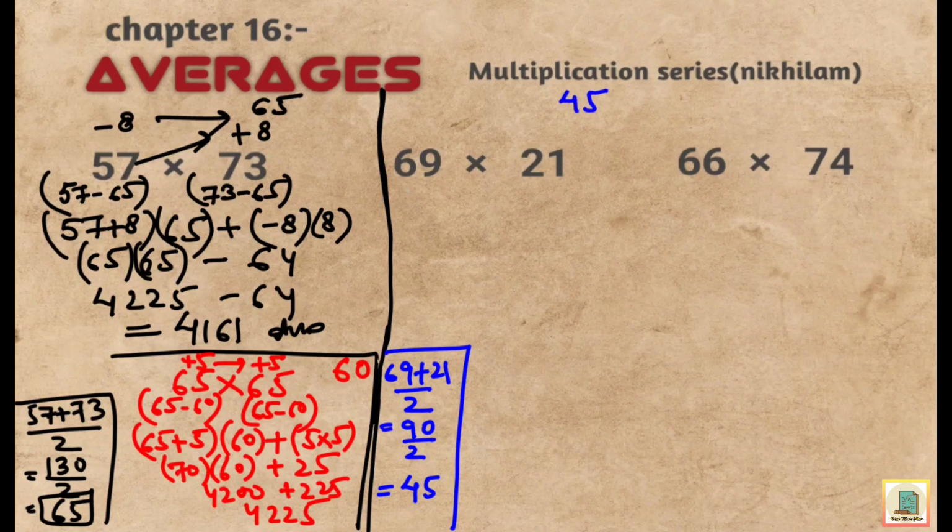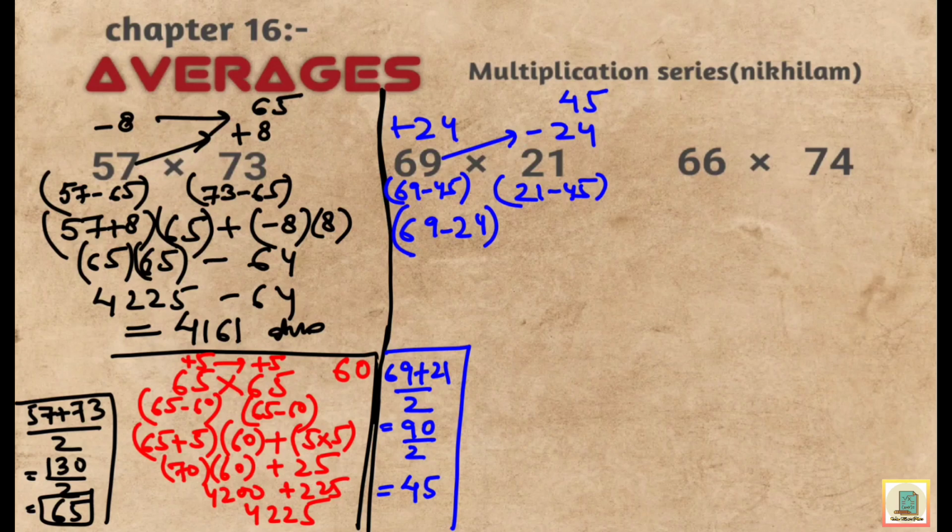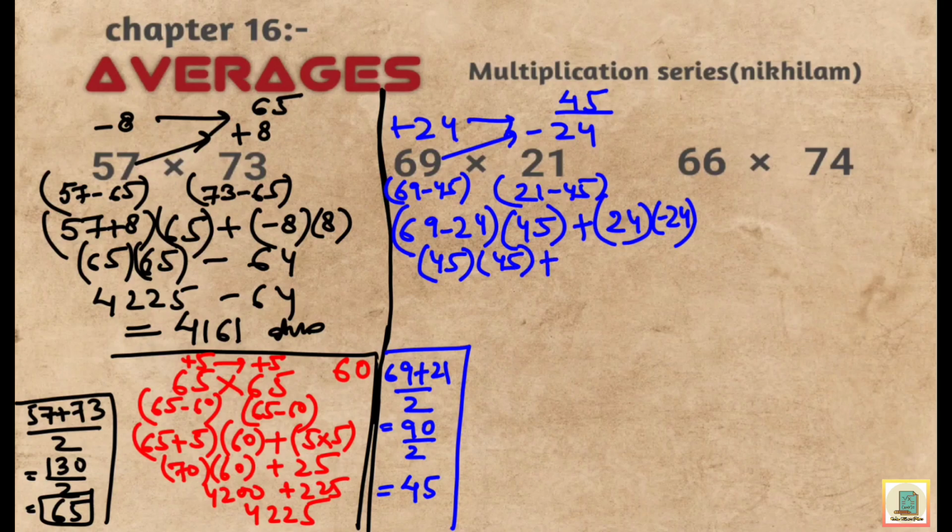So now let's find out the deviation. 69 minus 45 gives you plus 24 as deviation, and 21 minus 45 gives you minus 24 as deviation. Now first number plus the second deviation, so 69 minus 24, because the deviation is negative, multiplied with the base, which is 45, and plus 24 multiplied by minus 24, multiplying the deviations. So here 69 minus 24, we get 45, multiplied by 45 plus 24 multiplied by minus 24.